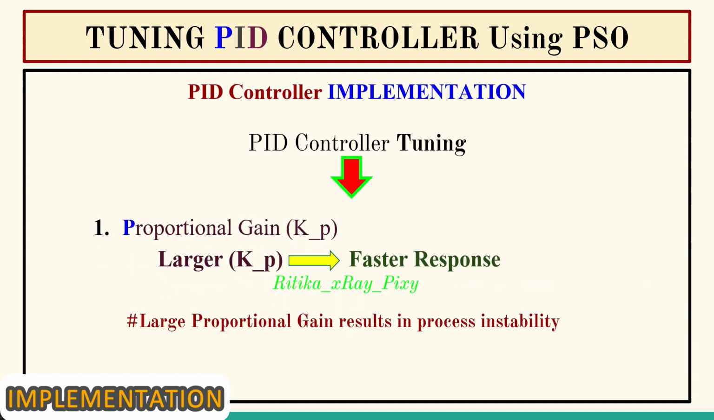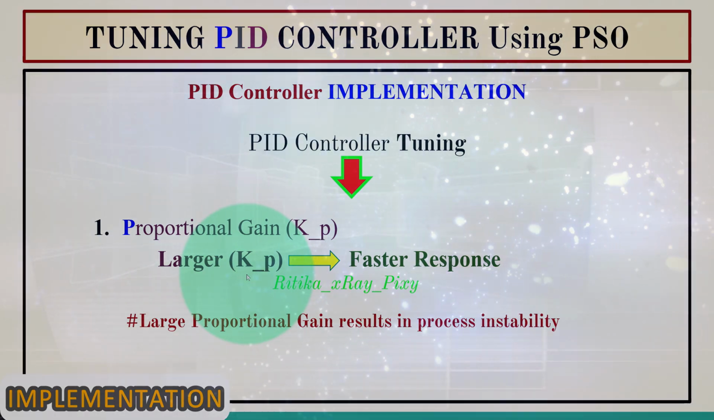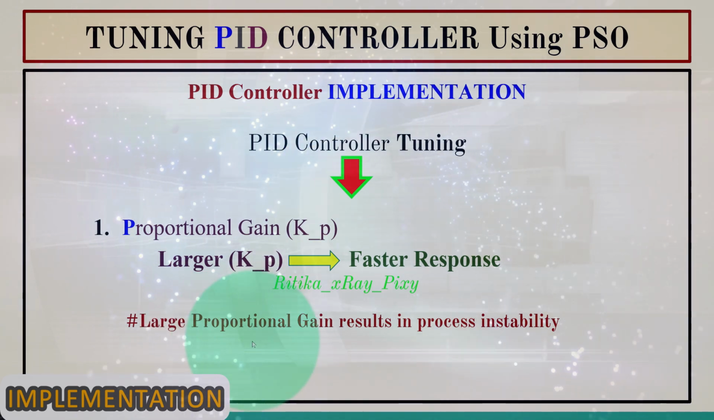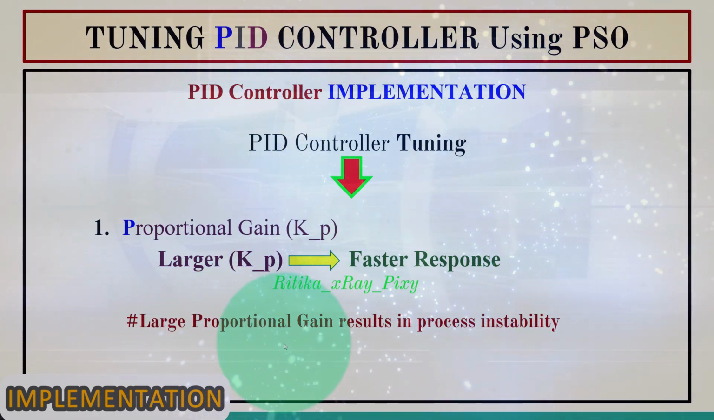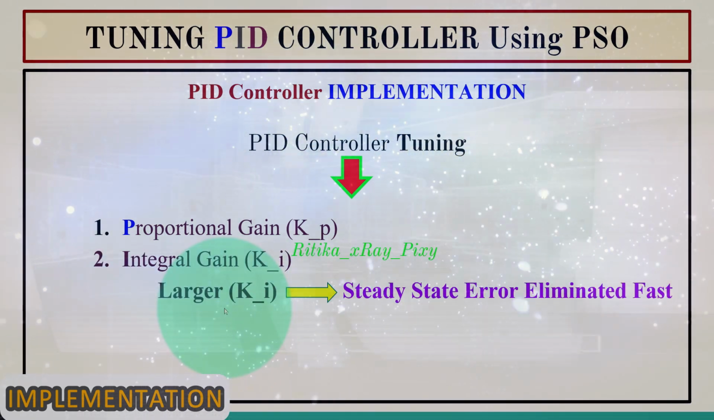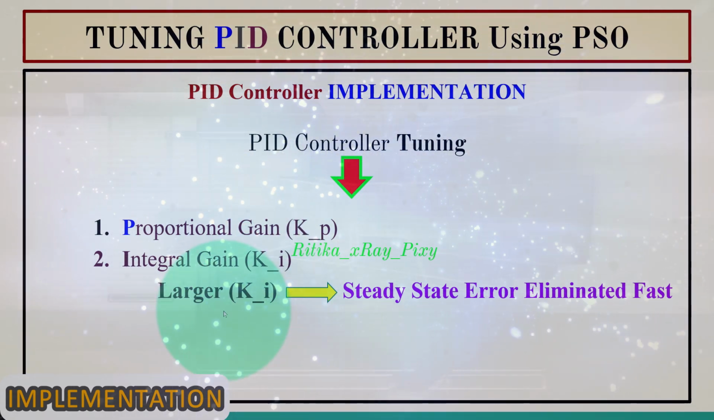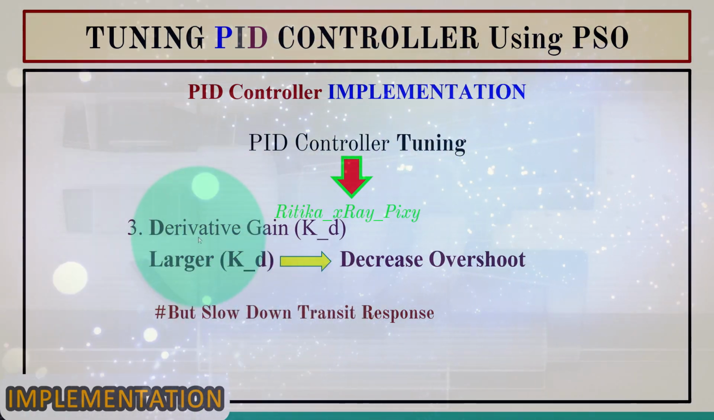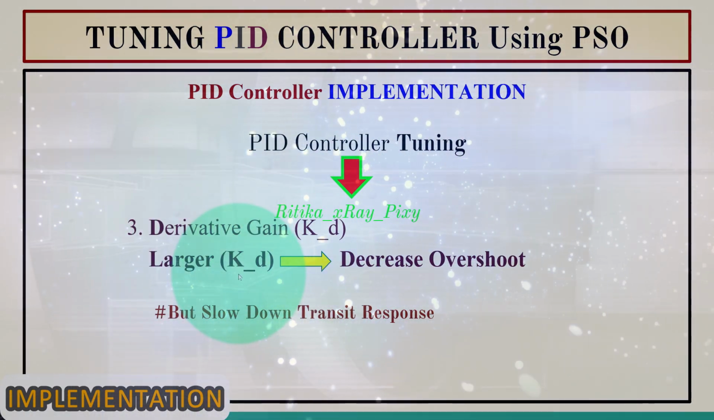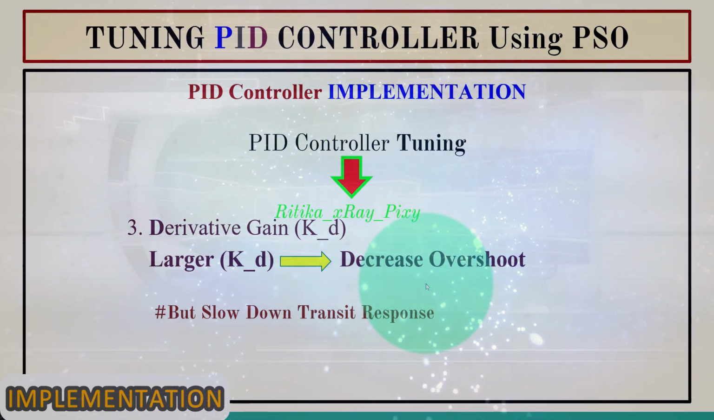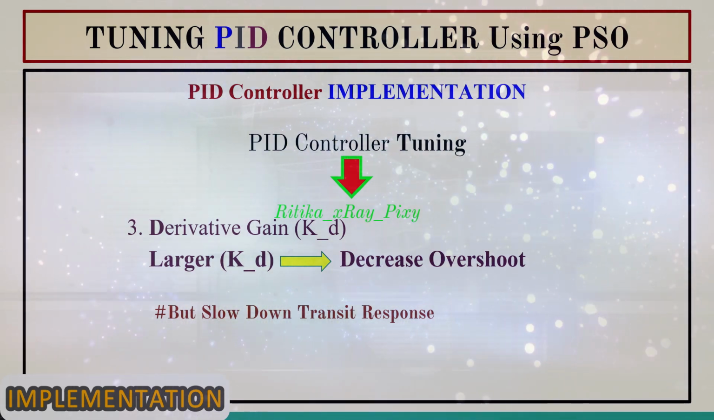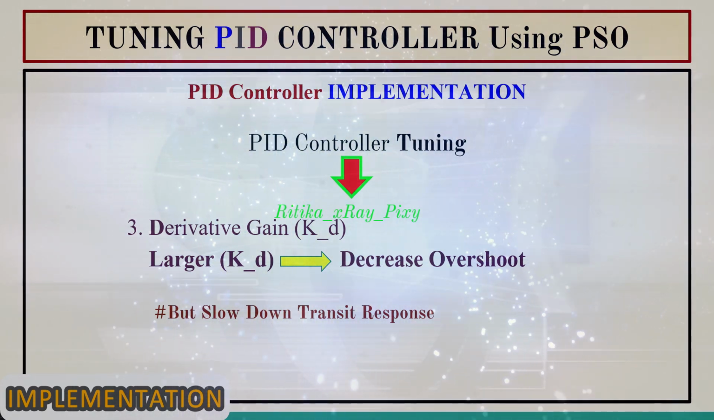So first you can see here we have proportional gain. If the value of Kp is larger, then we have a faster response. But a larger proportional gain sometimes results in process instability. Next we have the integral gain value. If this value is larger, then we have steady state error, and if the derivative gain value is larger, then it decreases the overshoot, but slows down the transient response. So we need to do proper tuning for all three terms for better performance.